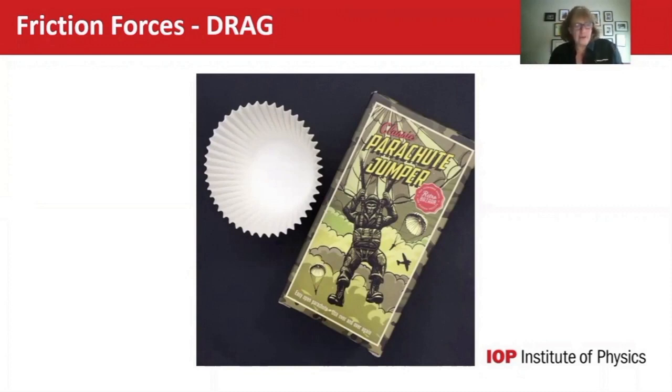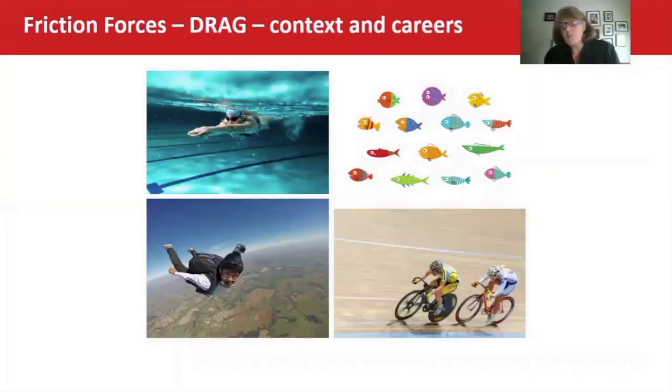Drag forces get greater when things move faster, so this can be investigated by dropping parachutes and thinking about their motion. What about contexts and careers? Well, we've talked about swimming, we've talked about bike riding, but how about if you're a marine biologist thinking about studying streamlining in fish? Or you might be the performance manager of a Tour de France team, and you're working out which cycle helmets are the best ones to invest in. Or you might be a skydiver making the decision when to open her parachute.